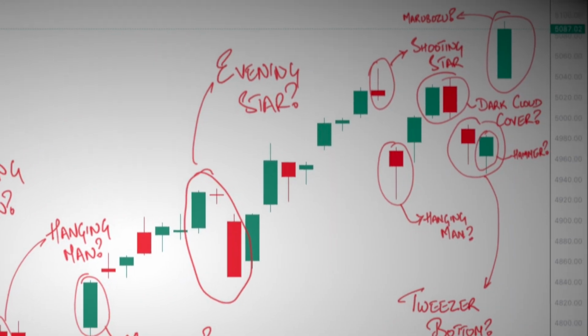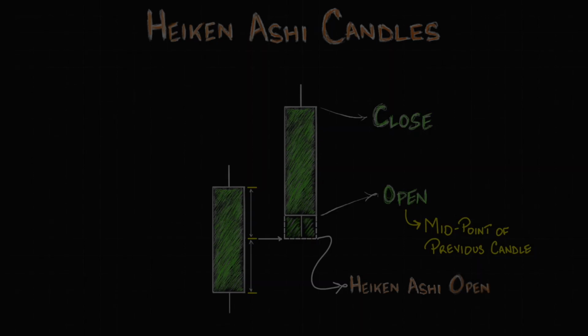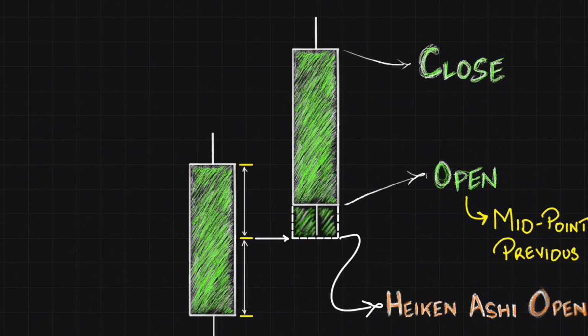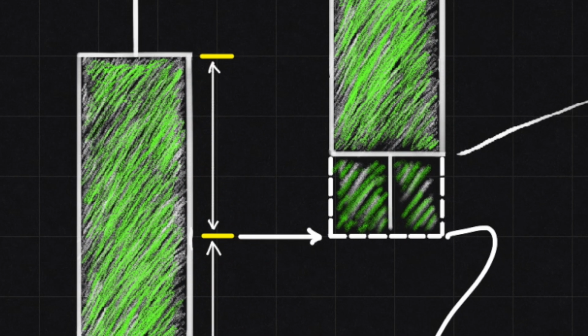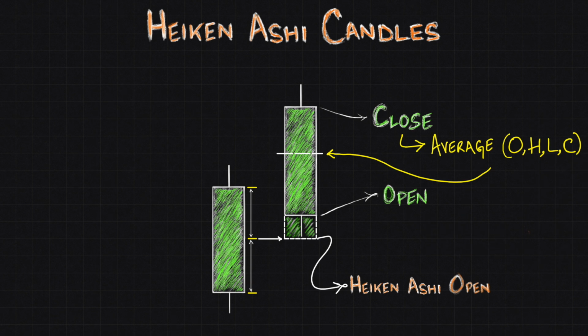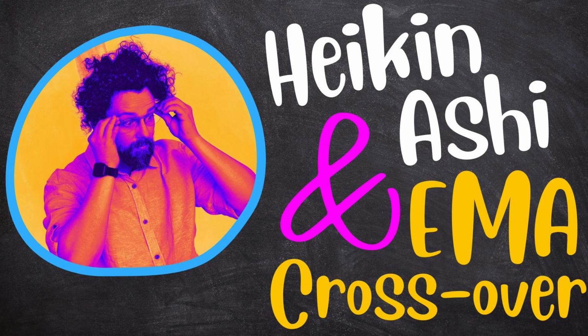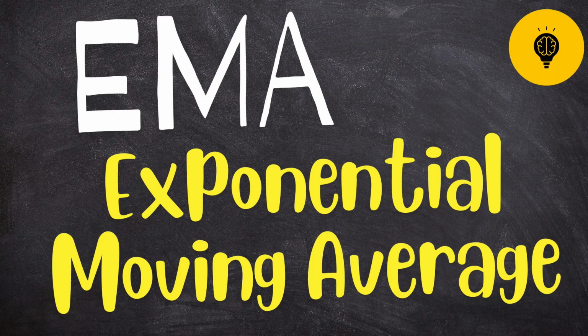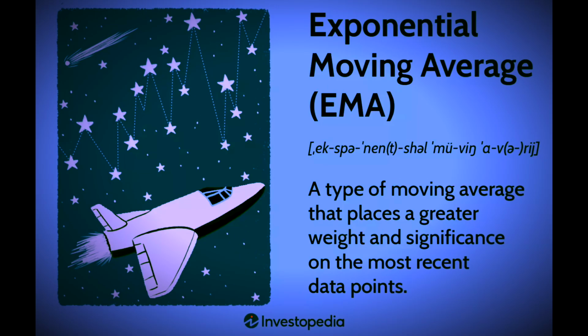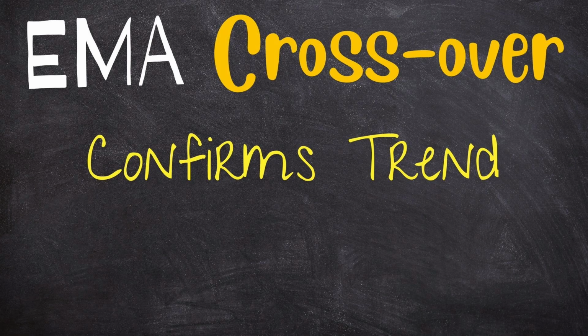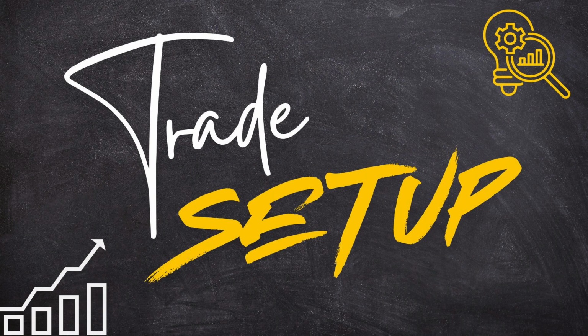It's however important to know a few basic elements. For instance, the opening price of a Heikin Ashi candle is the average price of the preceding candle. On the other hand, the closing price of the candle is the average of the opening, low, high, and close prices for the specified period. Combining this with EMA crossover enhances the overall effectiveness of this strategy, as EMA helps confirm trend direction and shifts in momentum. Let's set up our trading screen.